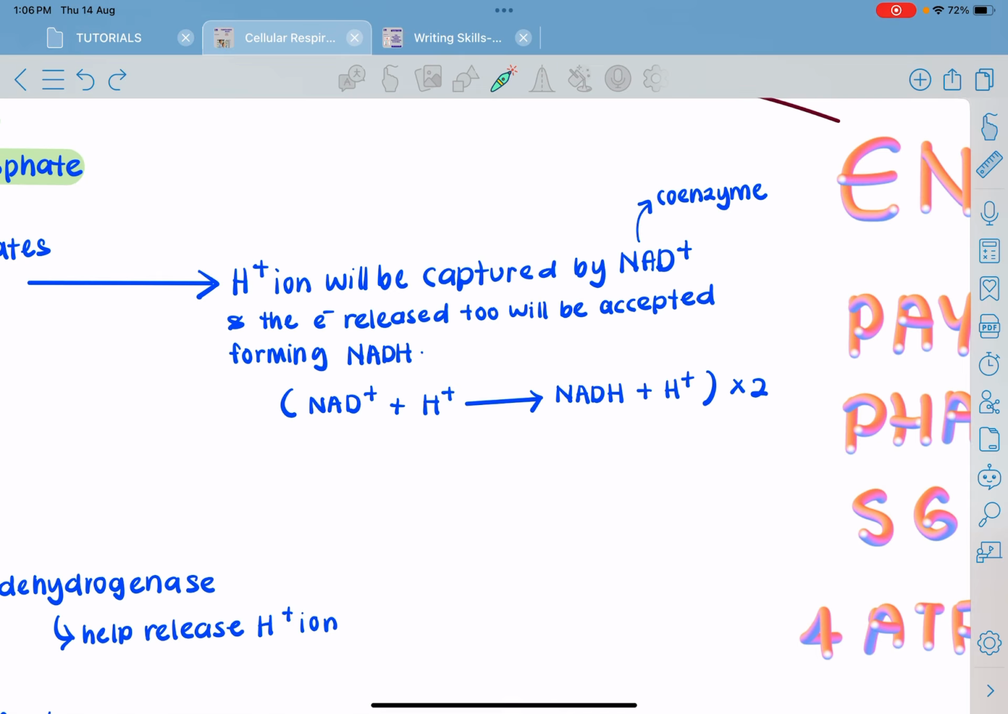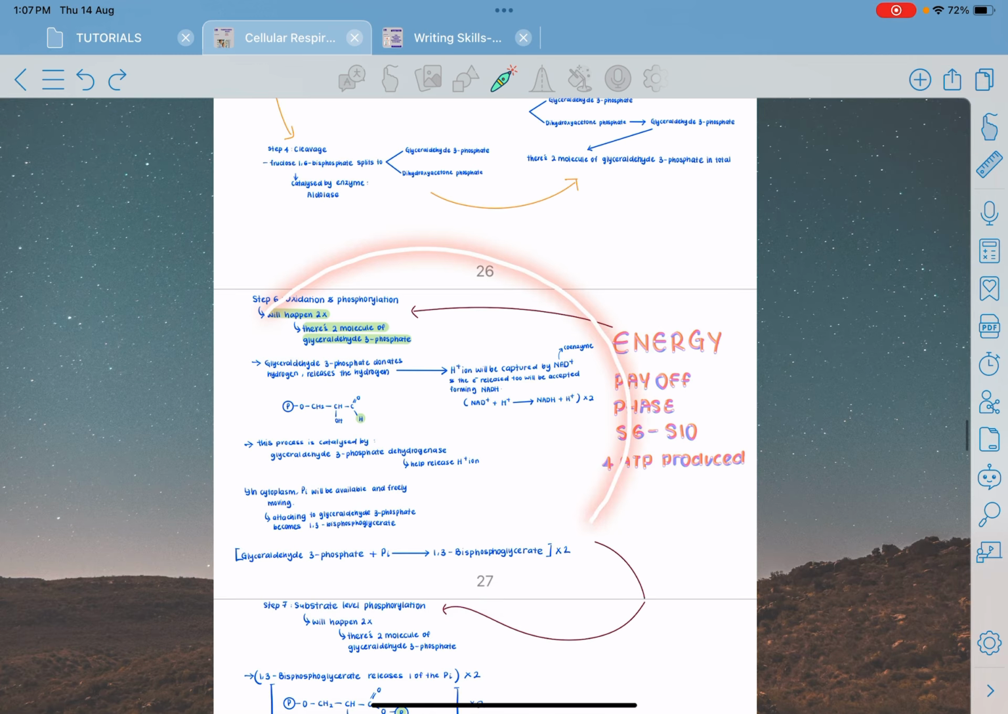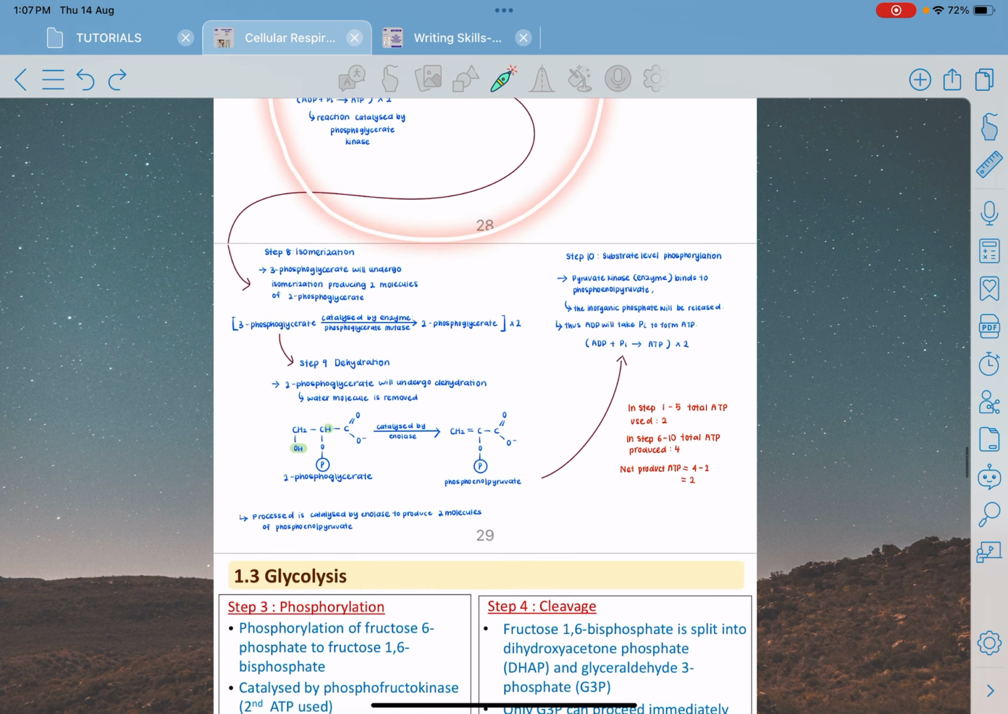So the hydrogen ion will be captured by coenzyme. Coenzyme NAD plus and FAD is the one that carries hydrogen ion and also accepts electron, right? So when the electron is released, it will be accepted to form NADH. This one times 2. Why? This whole process happens 2 times. Same like this one, same like the rest, times 2 also.